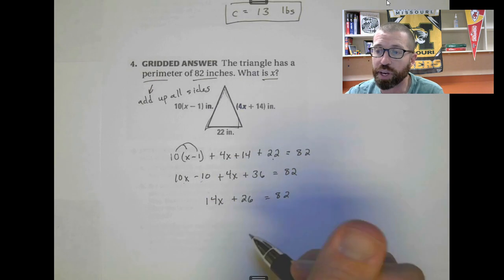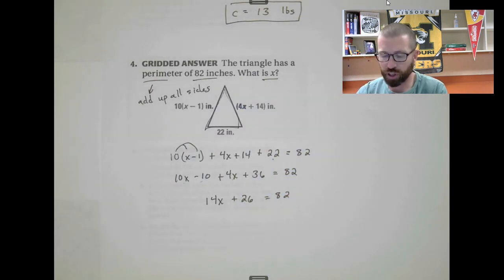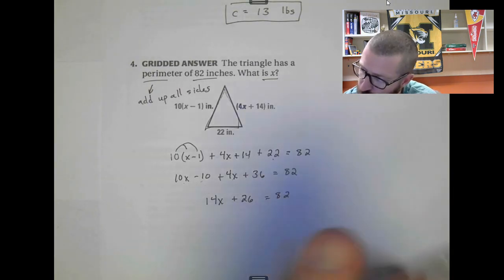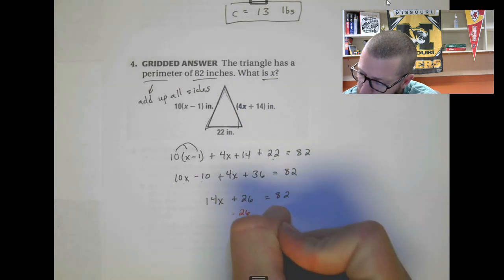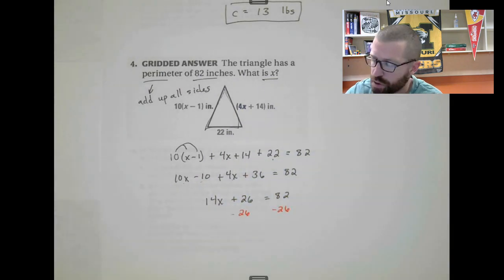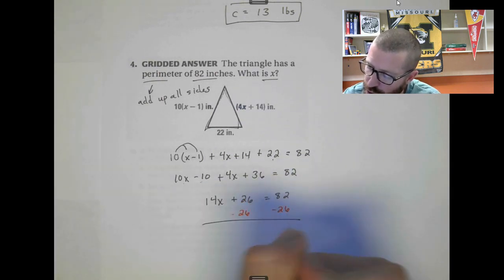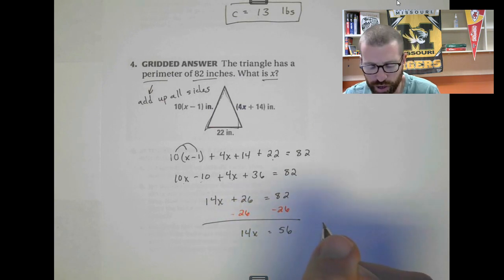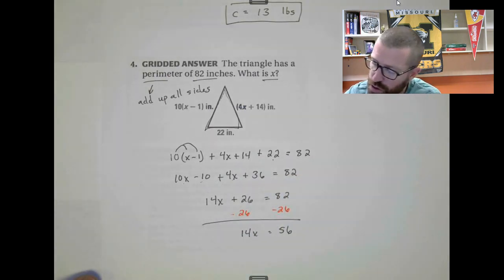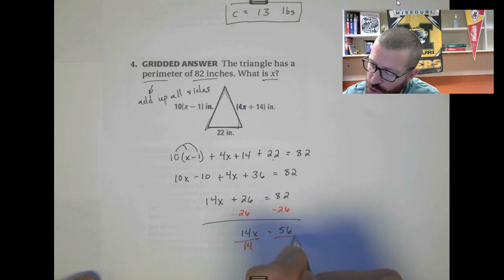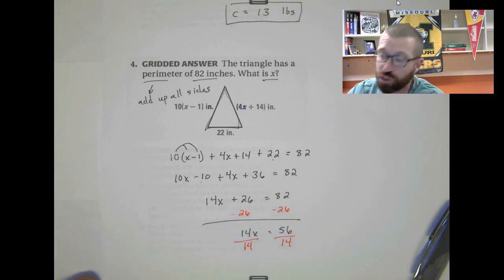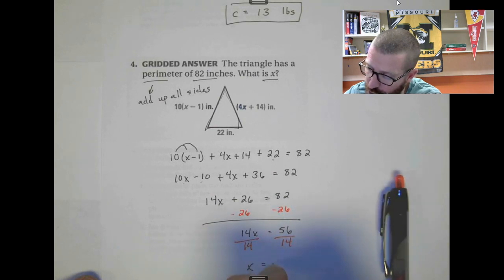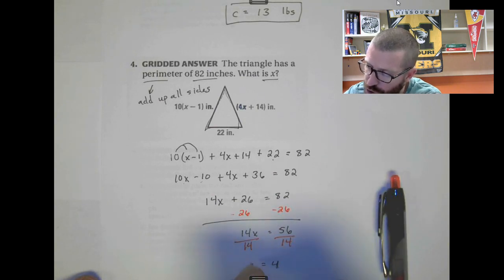And then we want to get x by itself, so we have to subtract 26 first. So subtract 26 from both sides. And that gives you 14x is equal to 56. And then divide by 14 to get x by itself. So divide both sides by 14. And 56 divided by 14 is 4. And if you need a calculator, that's fine. And so x is 4.